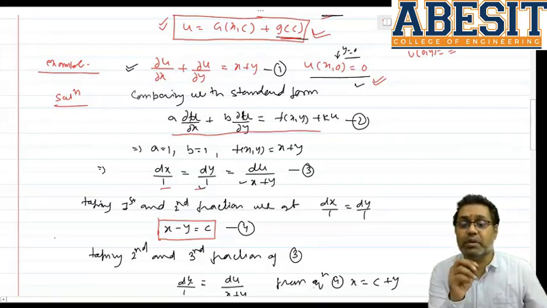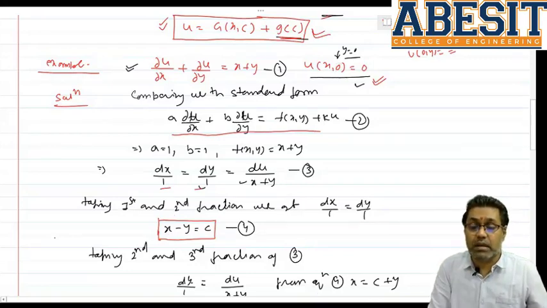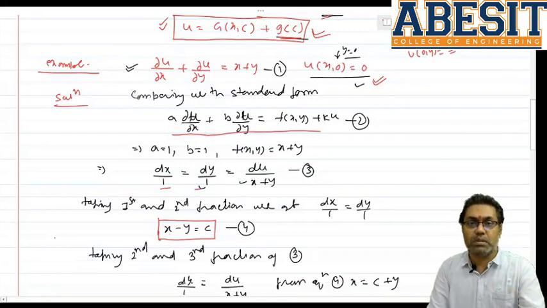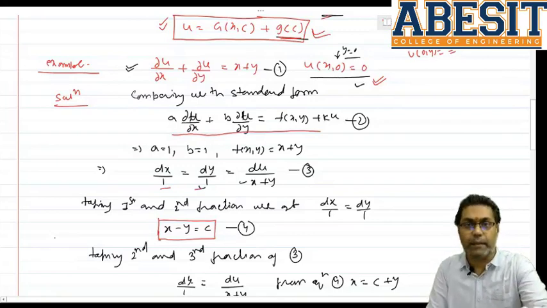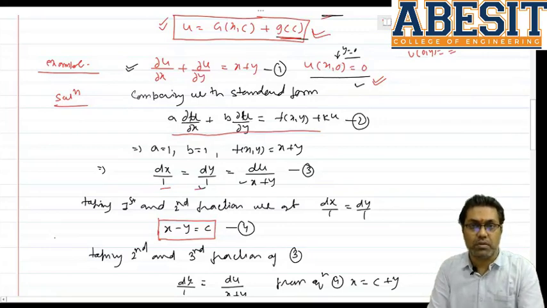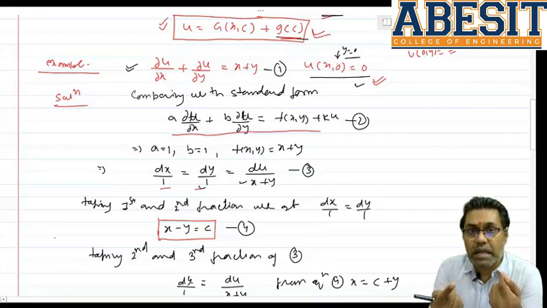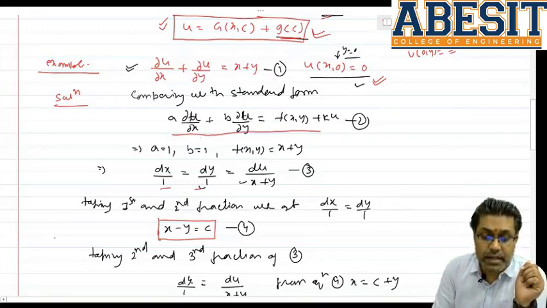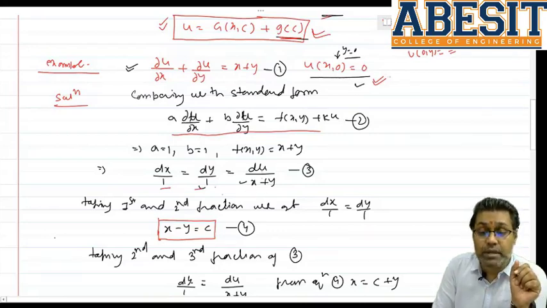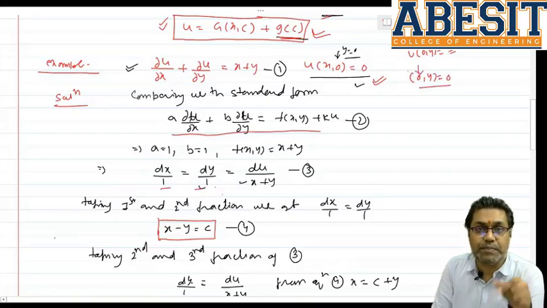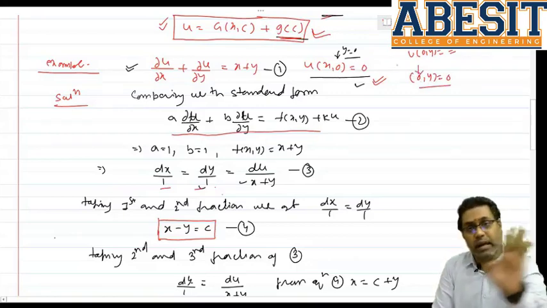Now another point to be remembered: the initial condition given to us is y equal to 0. That means we are imposing the initial condition on y, that when y is equal to 0 the solution is 0, and x can be whatever. So in this question we take the fraction containing y, that means the second and third fractions rather than the first and third. If it is something like u(0, y) equal to something, the condition is applied on x, so we take the first and third fractions.